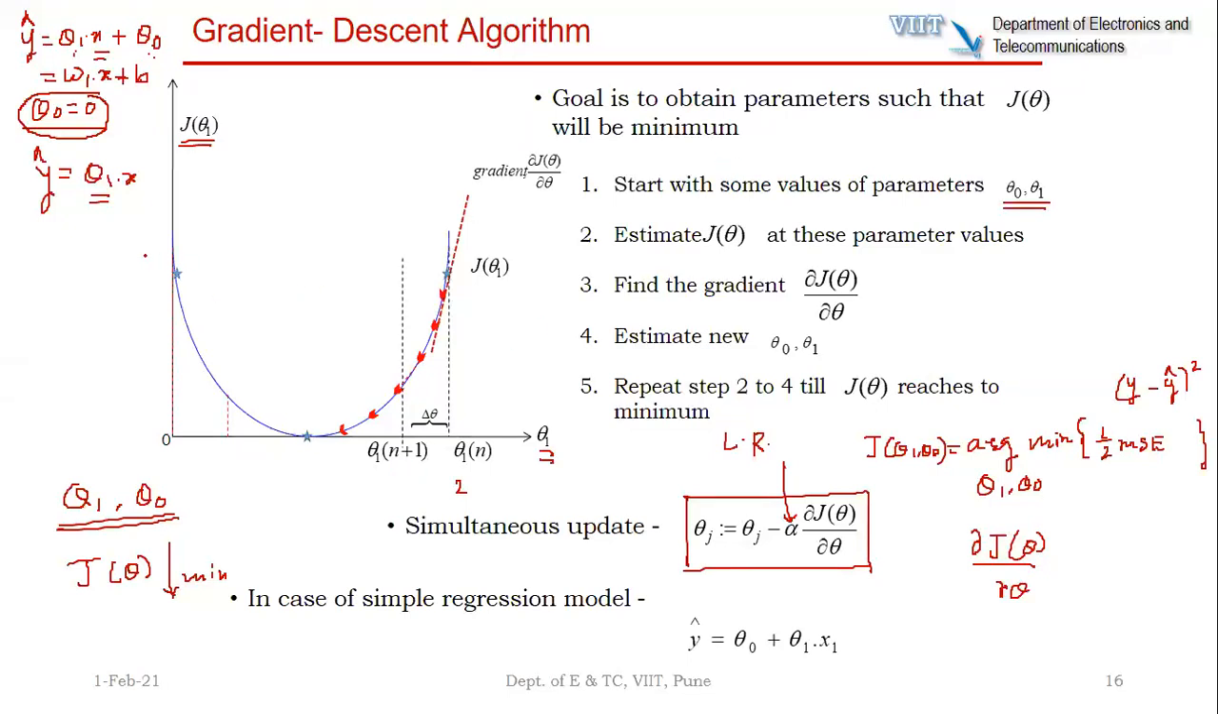But suppose I am starting my algorithm from this side, okay? So I have to increase the value of theta. Try to understand. If I have to reach this value, this is our target, where theta 1 becomes 1. And right now I am at theta 1 is equal to 2. So whatever gradient I estimate has to be subtracted so that I will reach this point.